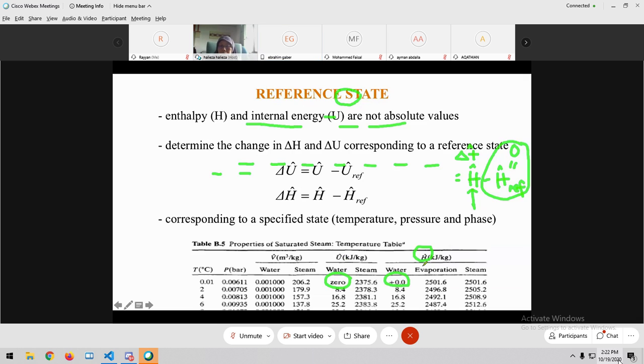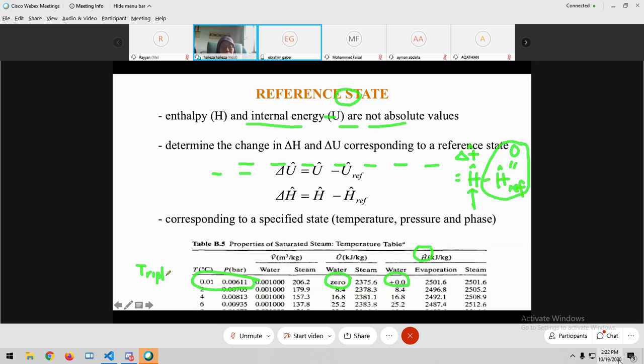How do you know what your reference state is? When the value is zero for your enthalpy, that is your reference state, at this temperature and this pressure. That temperature and that pressure are known as the triple point. This is your triple point. It's very difficult for me to write using the pointer.